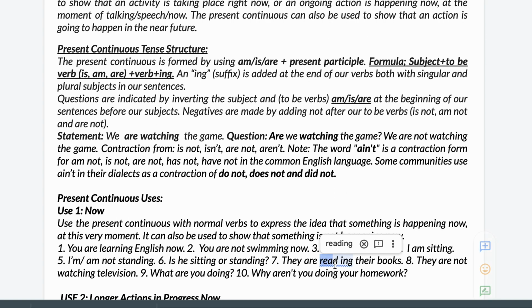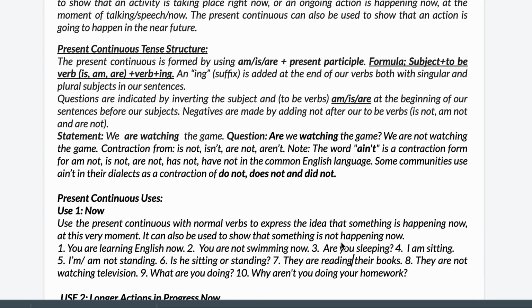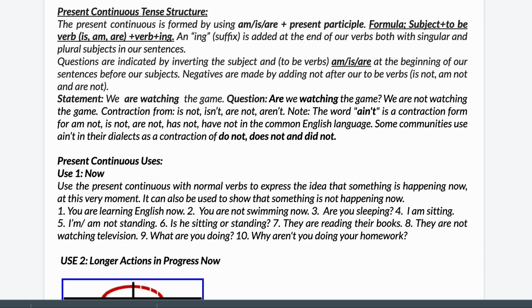Read is the regular form of the verb, but when we use it with our "are" to-be verb, we have to use the ing form of our verb. They're not watching television. What are you doing? Why aren't you doing your homework? This is the question.